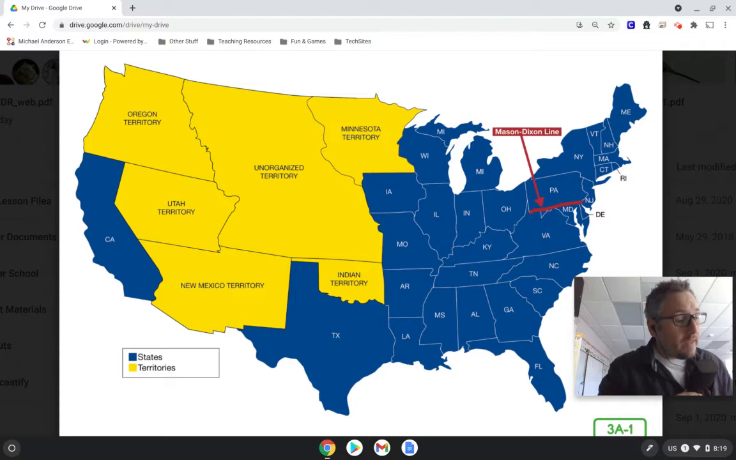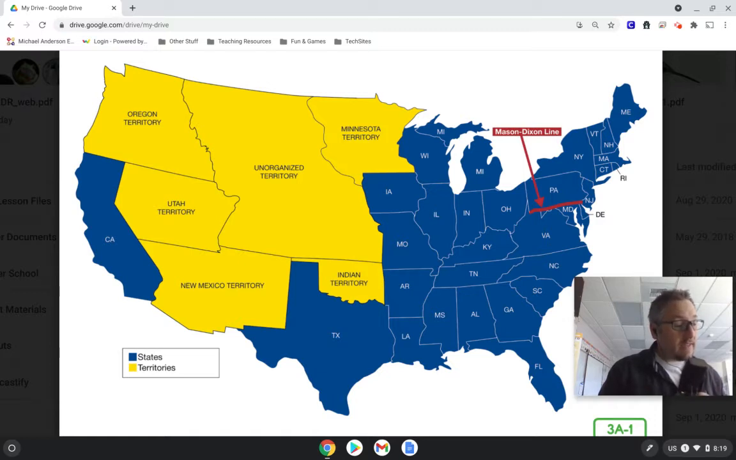To divide the North and the South on a map of the United States, it is easiest to use what is known as the Mason-Dixon line. You can see that right here. Boom. The Mason-Dixon line is an imaginary line between the border of Pennsylvania and Maryland. It was named after two Englishmen, Charles Mason and Jeremiah Dixon, who surveyed this land almost 100 years earlier. The Mason-Dixon line became an imaginary line between the North and the South.